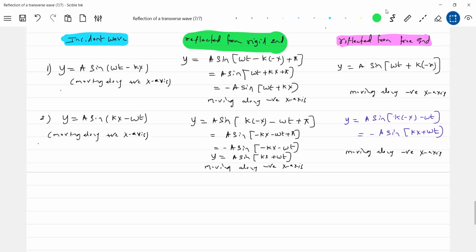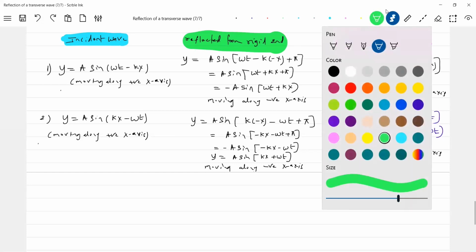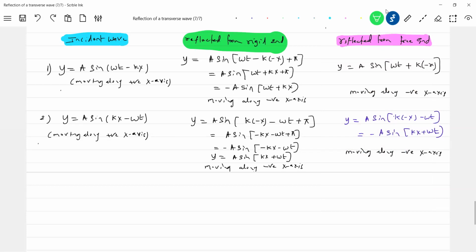This was the method you have to introduce here. Please do notice, it's very important. I'll put a red color. I have yellow color. No, I'll just highlight that pi so that it will be easy for you, that it's a reflection due to phase change.